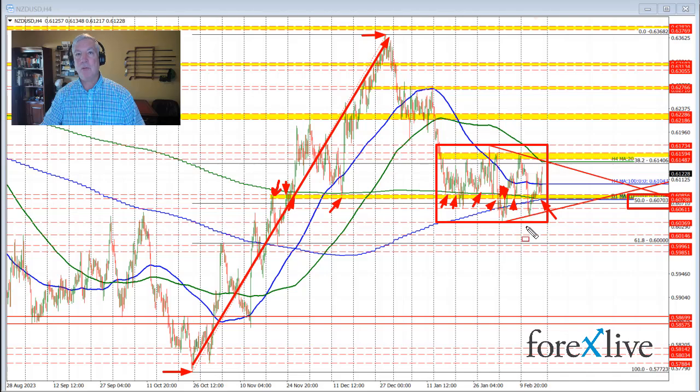And we started to rebuild. And once we got back above this cluster of technical levels, what do we do?